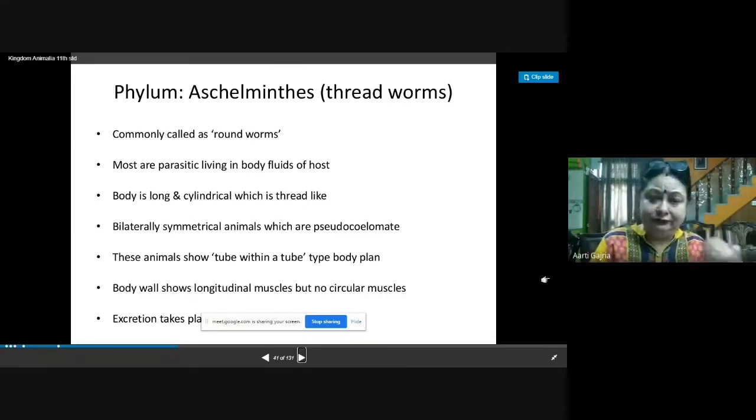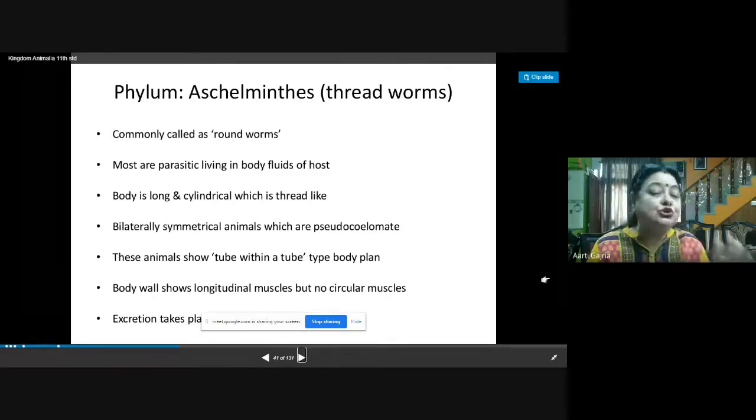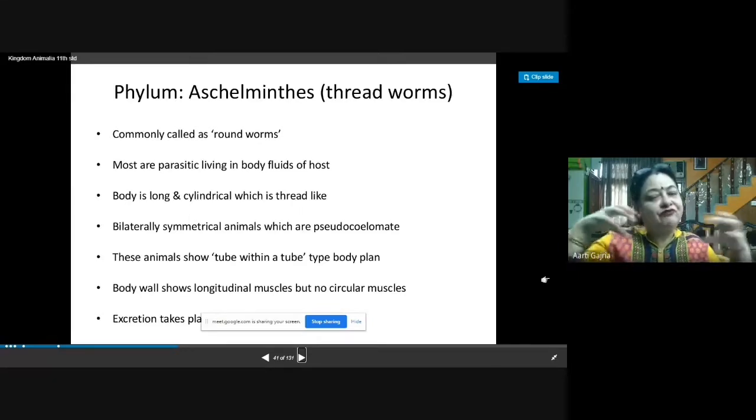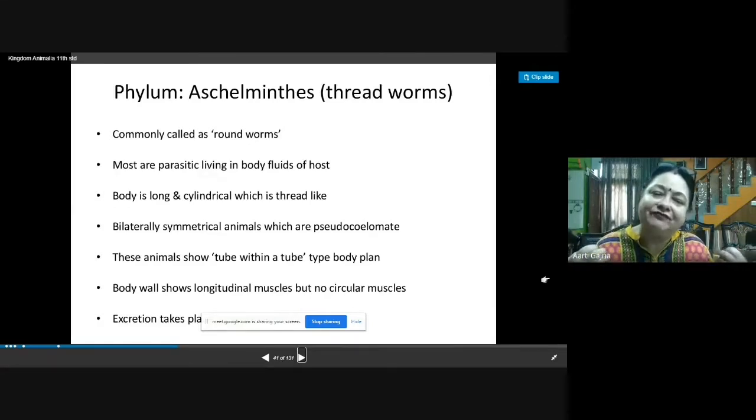Here, the body is bilaterally symmetrical. That means the body can be divided into two halves through one plane only. They are pseudo-coelomates. That means true coelom has not yet been formed, and in between the mesoderm you will find some mesodermal pouches and cavity. So that is pseudo-coelomate. And these animals now have a tube within a tube body plan.